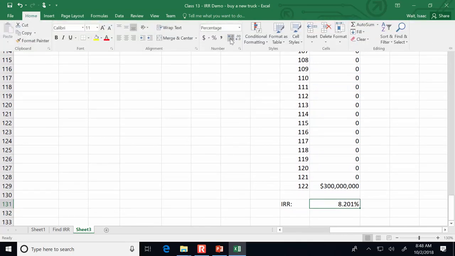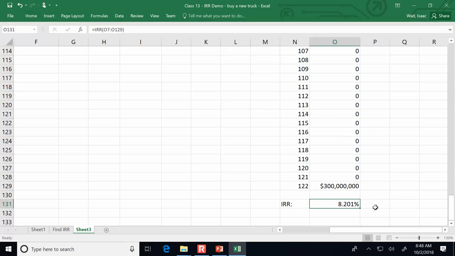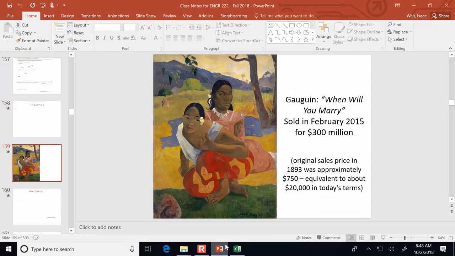Boy, it doesn't seem like that much when you calculate the IRR, but here's what I'm saying. This is not the IRR. So why not? Exactly. It's not internal. What is the assumption of the internal rate of return?